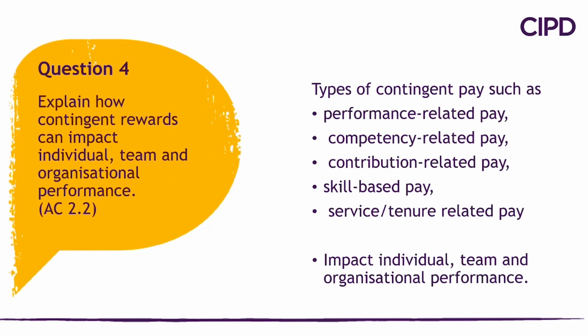Question 4 asks you to explain how contingent rewards can impact individual, team, and organisational performance. The indicative content for this AC provides many good examples of contingent pay, such as performance-related pay, competency-related pay, contribution-related pay, skill-based pay, service or tenure-based pay. It's not enough to explain what each is. You should go further and explain how your chosen examples impact individual, team, and organisational performance. All three should be covered.